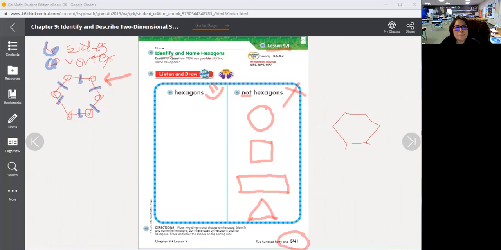Yes or no? Maggie? Yes. Yes. Why? Can you tell me why? It has 6 vertex and 6 sides? All right, let's see. 1, 2, 3, 4, 5, 6. So yes, it has 6 sides. And then you say that it has 6 vertex. Well, let's find out. 1, 2, 3, 4, 5, 6. Good job. Yes, this is a hexagon.